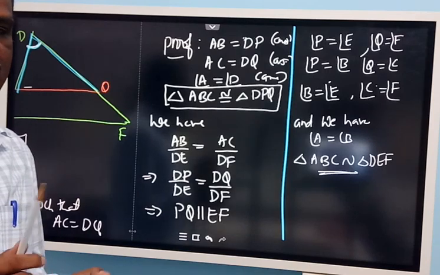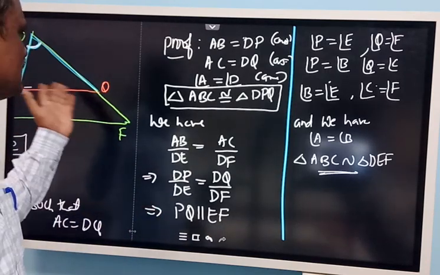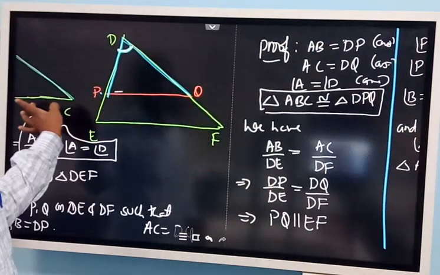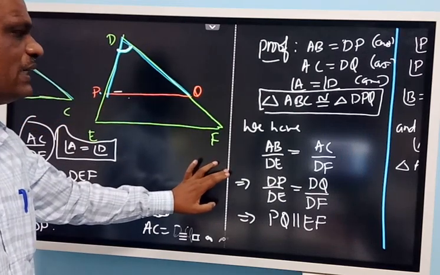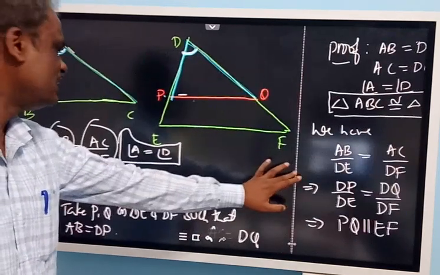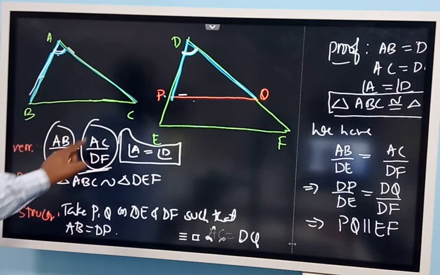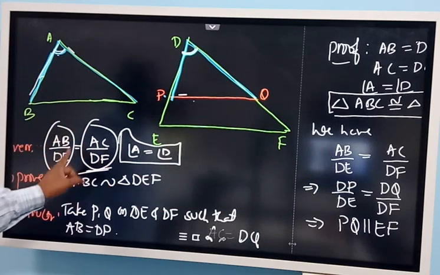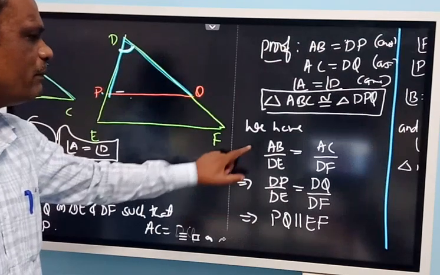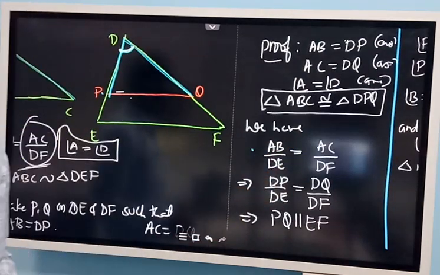Yes. Angles are equal, sides are equal. So that means D is equal to PQ also. We can write BC is equal to PQ also. But before that, I take this one: AB by DE, AC by DF is not. That I will take here. So AB by DE, AC by DF I have written.